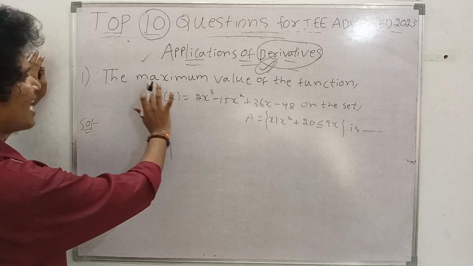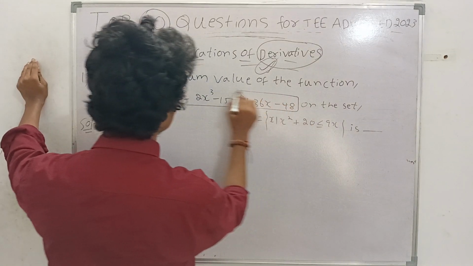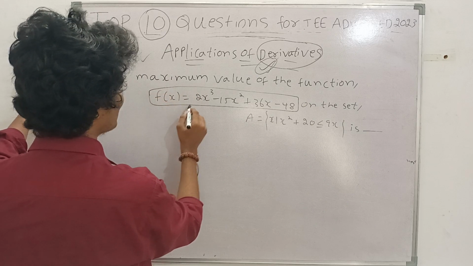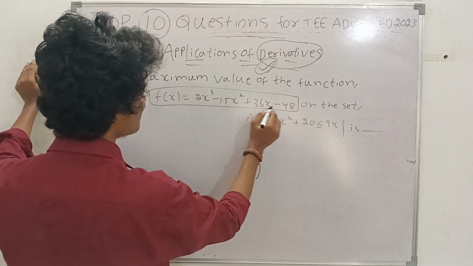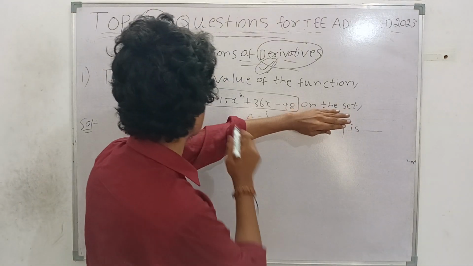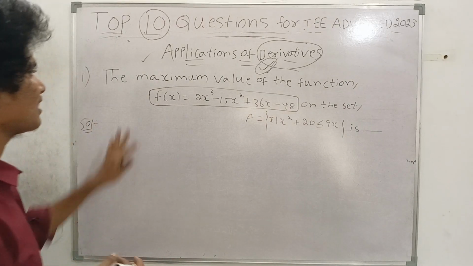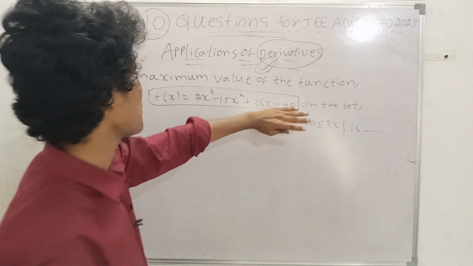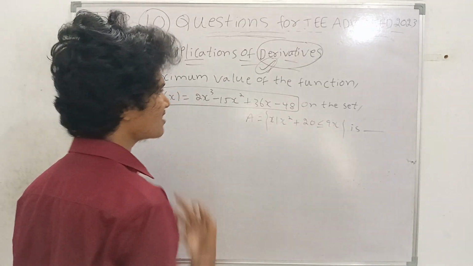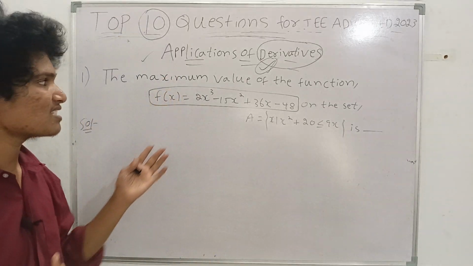The first question is the maximum value of the function. What is the function they have given? They have given f of x equal to 2x cube minus 15x square plus 36x minus 48. Normally you can differentiate this and find the maximum value. Since they ask for the maximum value, you can definitely find it by differentiating, that is f dash x equal to 0.